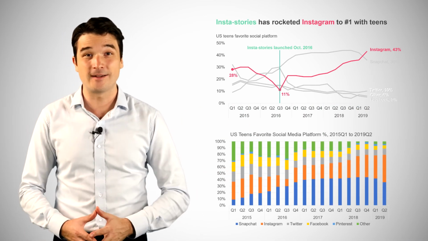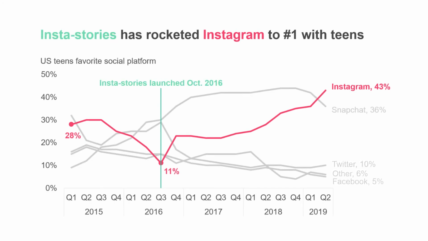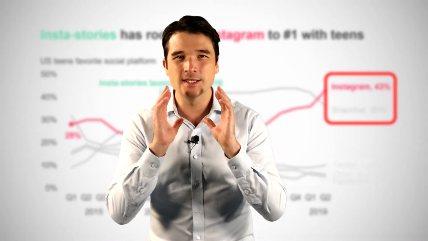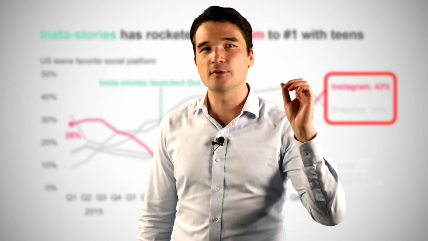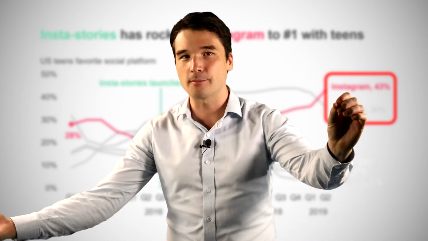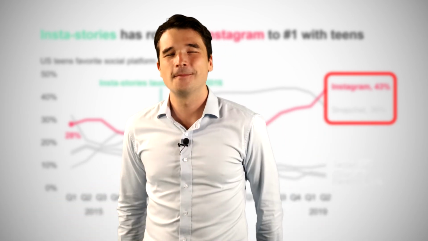default settings in Excel. But I always like to challenge myself. Can we go even simpler? What if we're not interested in the history so much? Let's say we want to tell a story about the 2 biggest players, Instagram and Snapchat, at this point in time. So now we're zeroing in on just 2 data points, Instagram's 43% versus Snapchat's 36%.